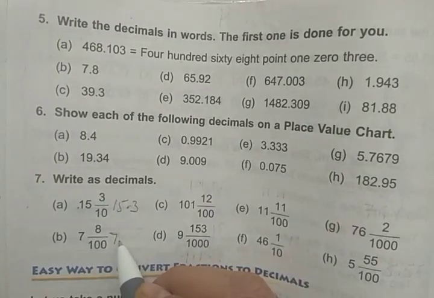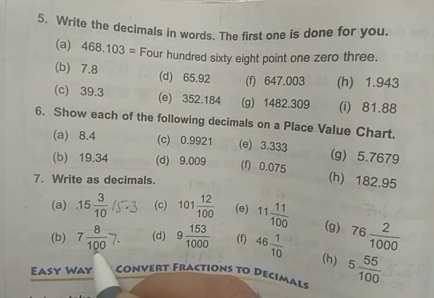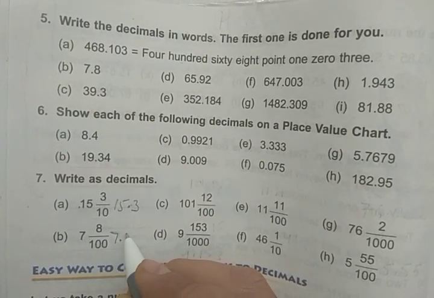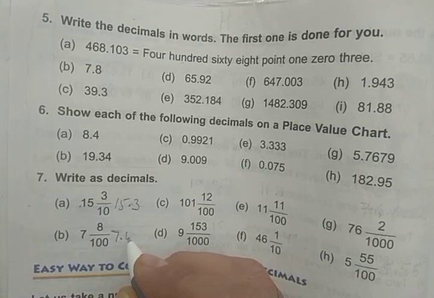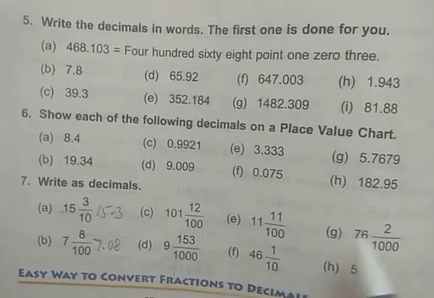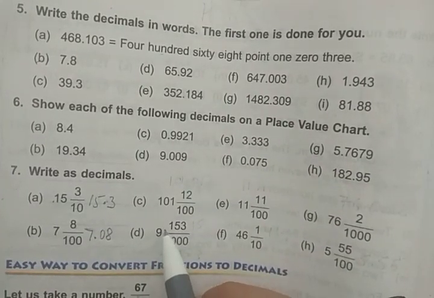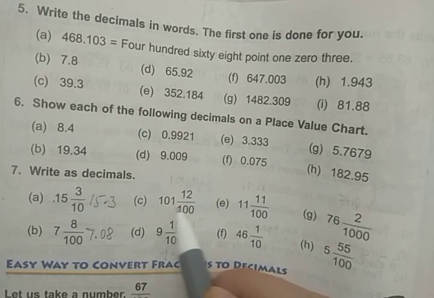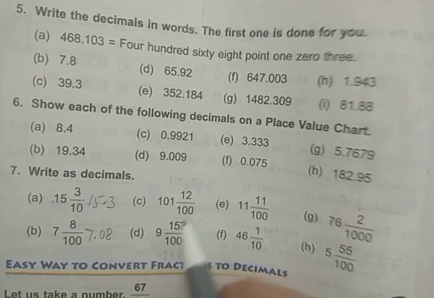So that means 7 point, this is whole number part, and 8/100. How can we write this in decimal? So here 2 zeros और ऊपर 1 single digit है. तो इसको ये 100th place पे है. So how can we write 08. Now 8 is at 100th place. Similarly here 101 and 12 is at 100th place, so 101.12.